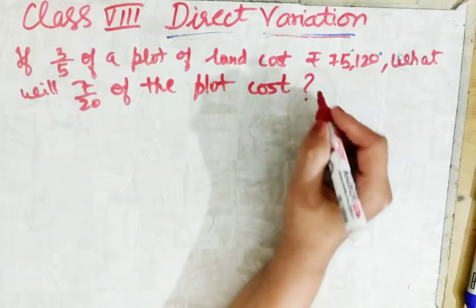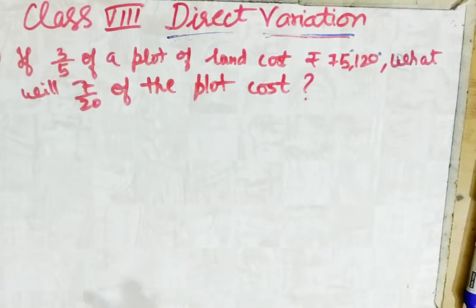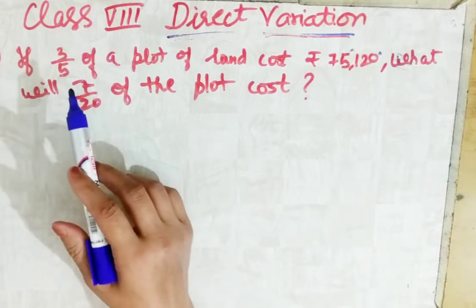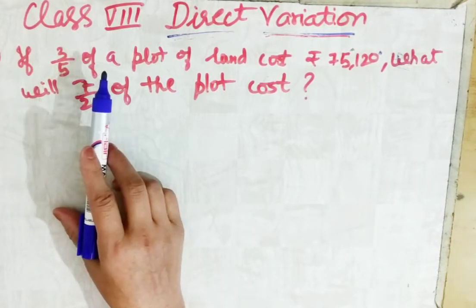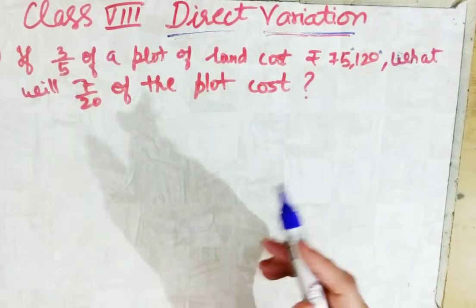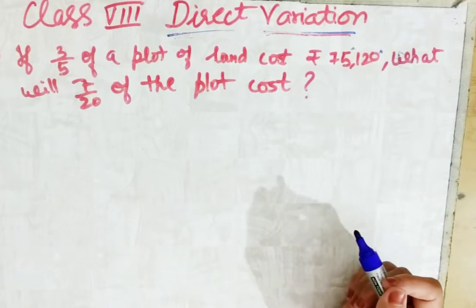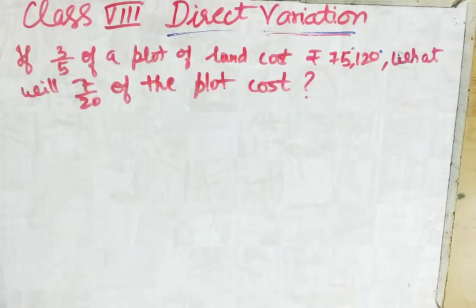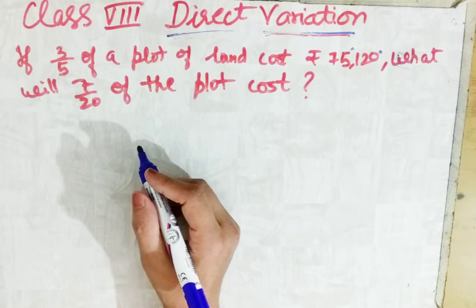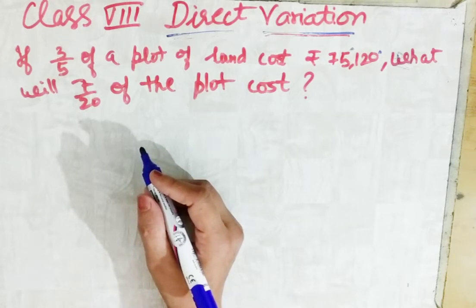See, I am telling you the easiest way by which you can do every question. By the question, it should be clear to you what kind of variation is applied. If 3 by 5th of one plot costs 75,120, then 7 by 20 of the plot will cost how much? If area is more, rate will be more. If area is less, rate will be less. So this kind of variation is called direct variation.